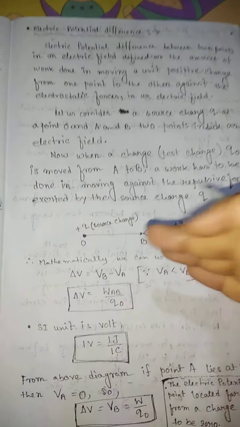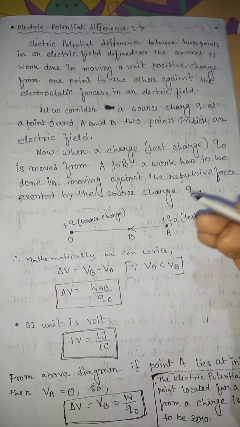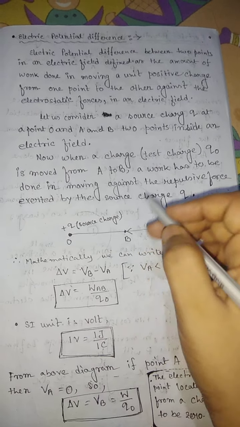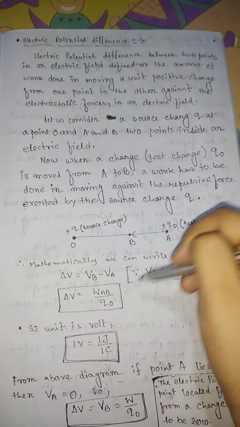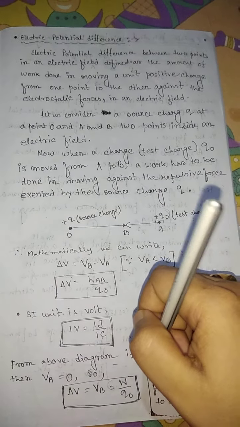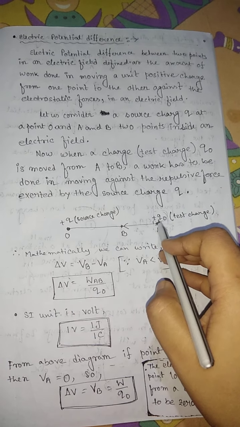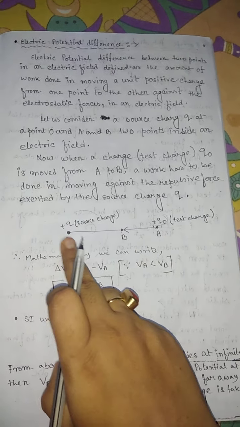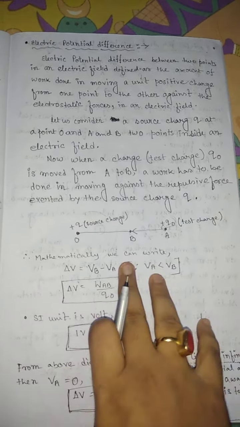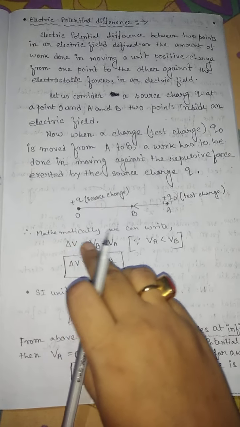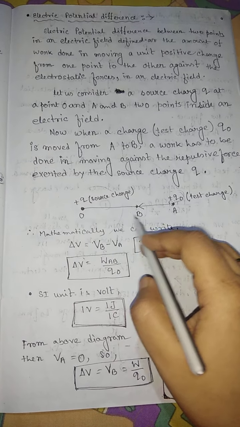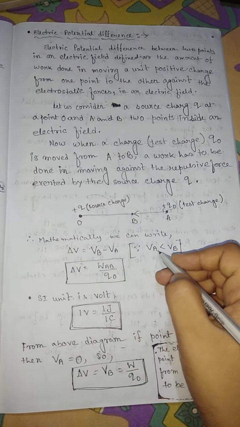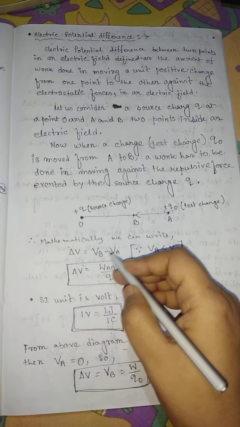So how do we define the electric potential difference? The amount of work done in moving a unit positive charge from one point to another point against the electrostatic force inside an electric field. So when we move this unit positive charge Q0 from A to B, work has to be done in moving against the repulsive force exerted by the source charge Q. So how do we write it mathematically? We can write delta V equals VB minus VA. If we consider the potential at point B is greater than potential at point A, so VB minus VA. But if you consider VA greater than VB, then you can write VA minus VB.